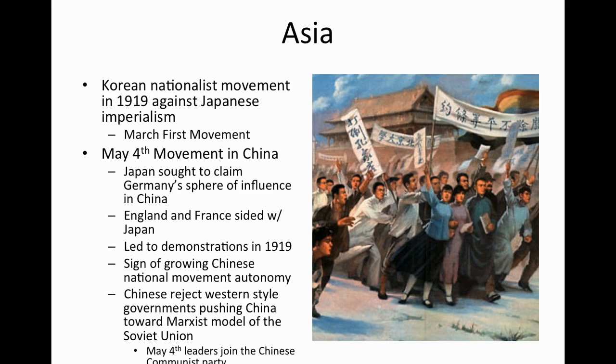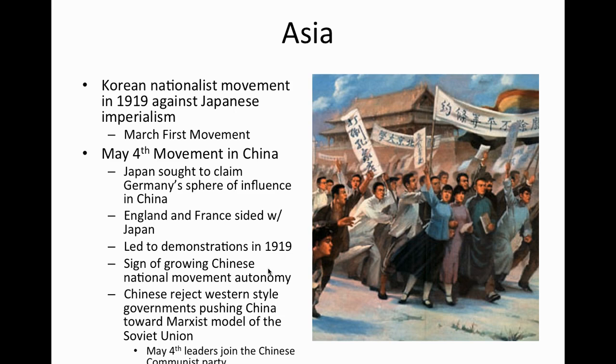The May 4th movement in China was another nationalist movement. The people of China were concerned about Japan's claim to Germany's influence. So remember, Germany had a sphere of China that they maybe didn't govern, but had a lot of trade rights in. They maybe were living there. So when Germany was defeated, Japan wanted that area. England and France sided with Japan, and that frustrated the people of China, who demonstrated in 1919.